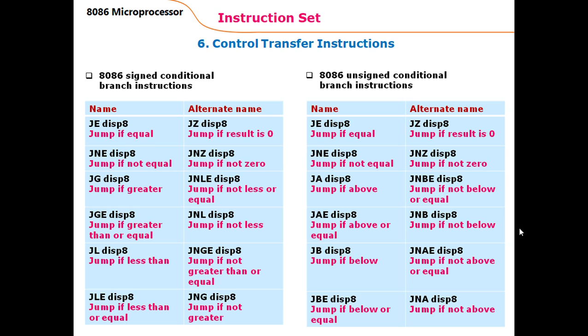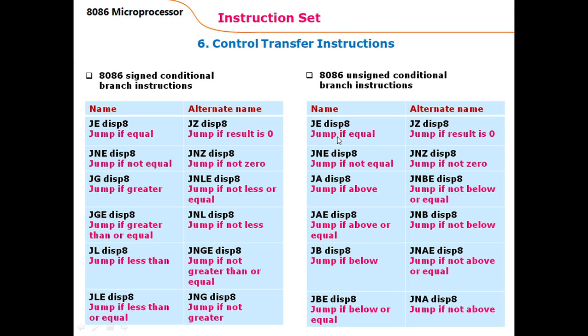And when unsigned numbers are compared, these are the jump instructions that are normally used after unsigned numbers are compared. This is the set of jump instructions that should be used when unsigned numbers are compared. So they're not that much different. Some of them are common.